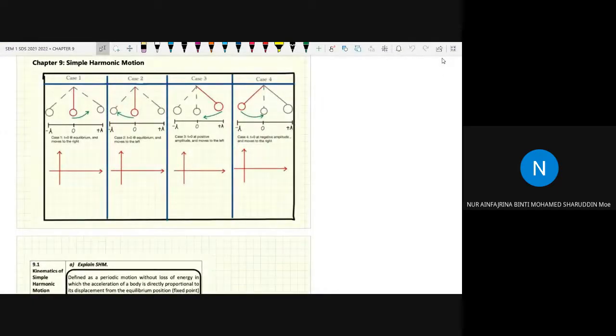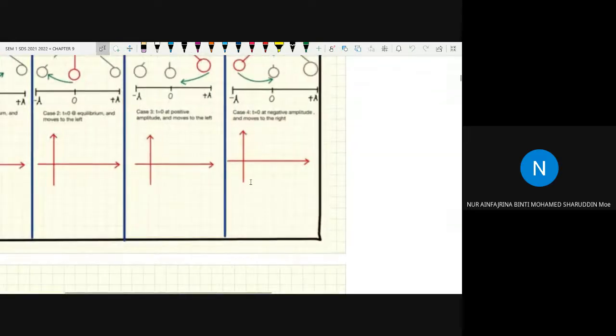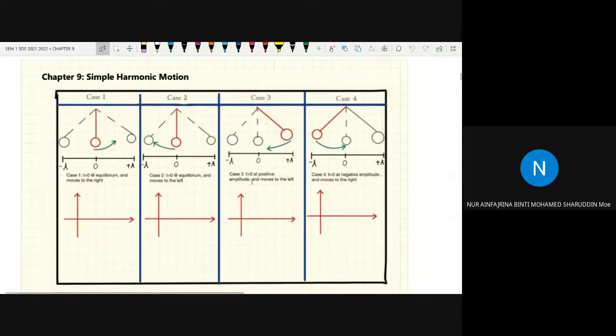Okay, everyone. So today we are going to learn a new chapter, which is chapter 9, Simple Harmonic Motion. Simple Harmonic Motion is a very important chapter, and it requires lots of your mathematical skills as well. So kita akan buat derivation, but you don't have to worry. I'll guide you truly, okay?